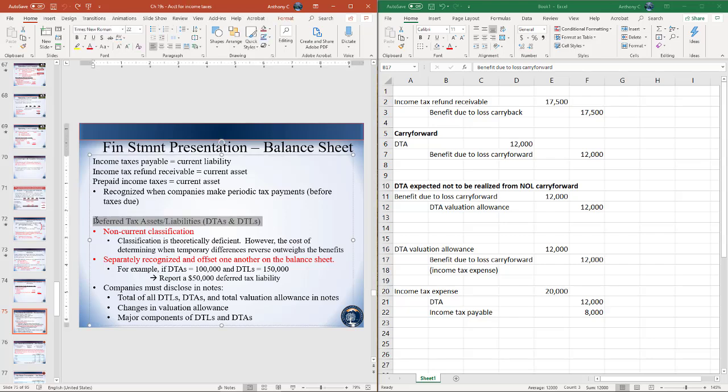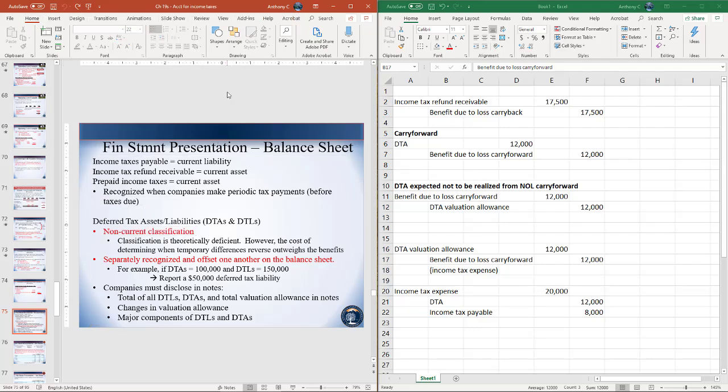For your DTAs and DTLs, theoretically, where they should be classified will depend on when they reverse. The FASB said, however, determining when a temporary difference reverses is really difficult. So currently, DTAs and DTLs just are thrown into a non-current section.